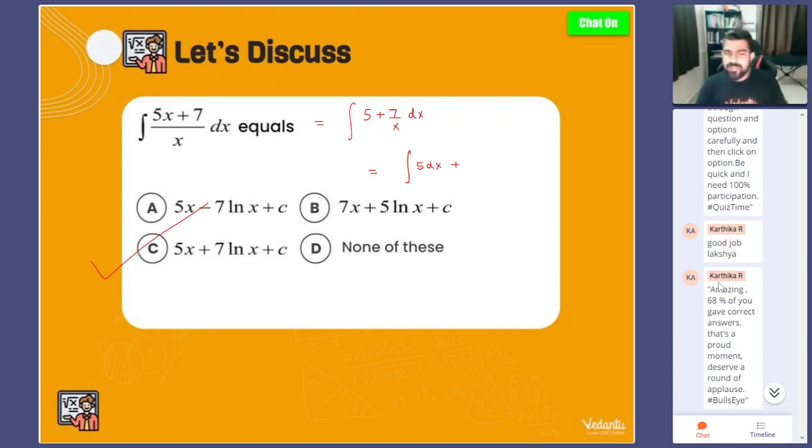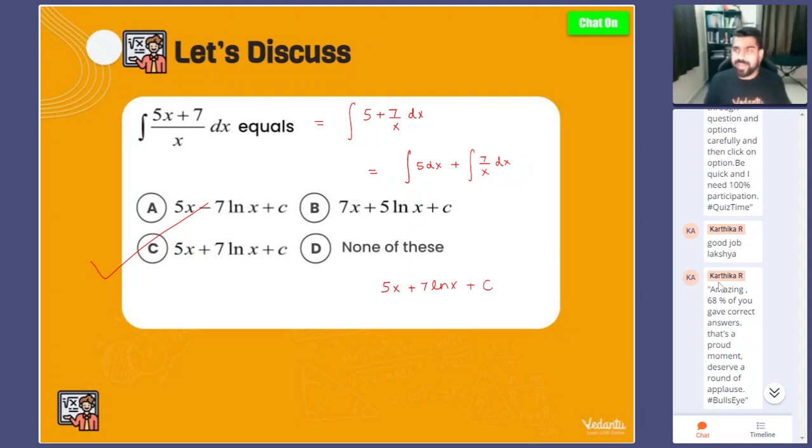Then using properties of integration, split it. So it's integral 5 dx plus integral 7 by x dx. Okay, so integral 5 dx is 5x and integral 7 by x dx is 7 ln x. And then you have an integration constant. That's it. So that is why it is option C, which is the right answer.